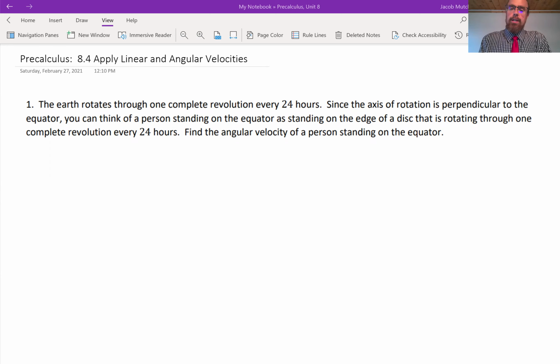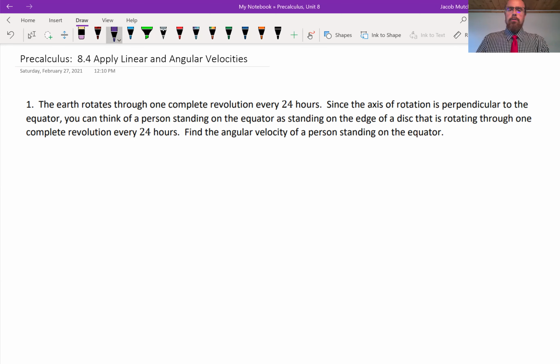Since the axis of rotation is perpendicular to the equator, you can think of a person standing on the equator as standing on the edge of a disk that is rotating through one complete revolution every 24 hours. Using that information, we want to find the angular velocity of a person standing on the equator. So what we want to do is, first of all, decide which equation is going to help us put the information we've got together to find angular velocity.